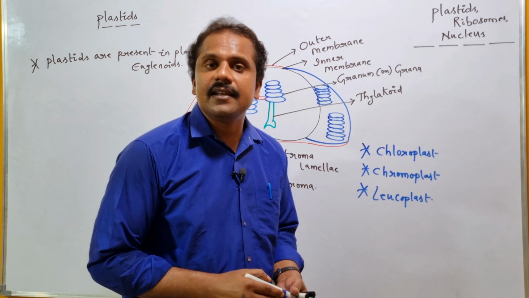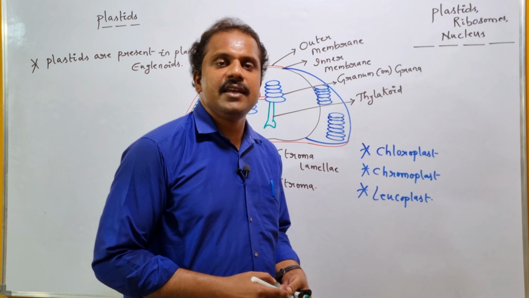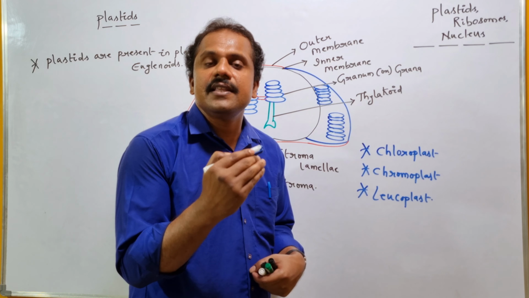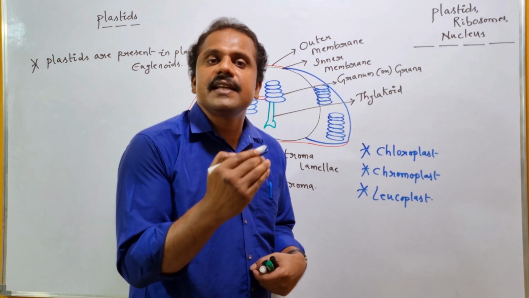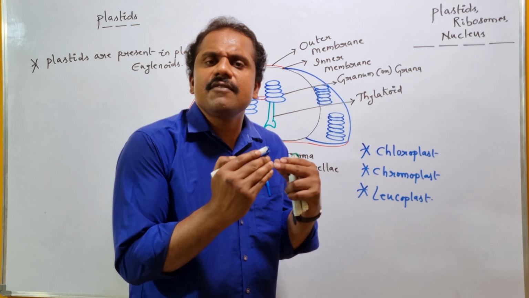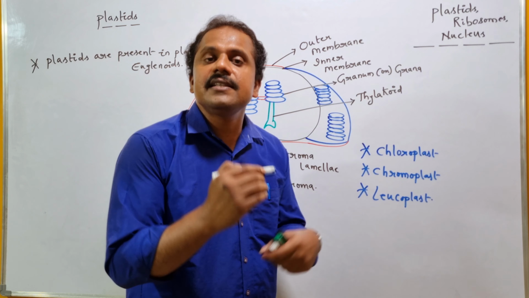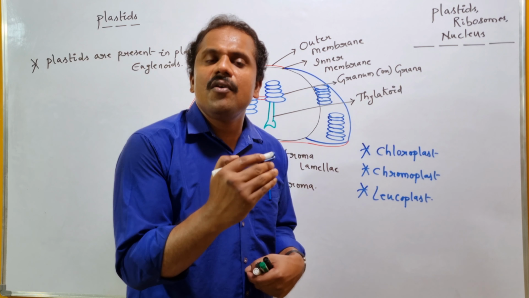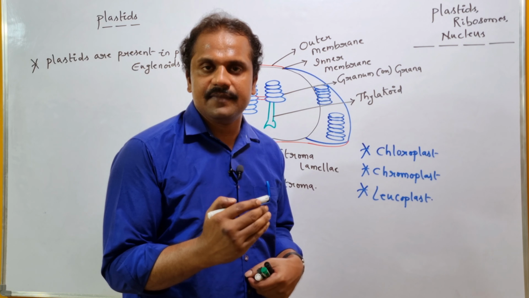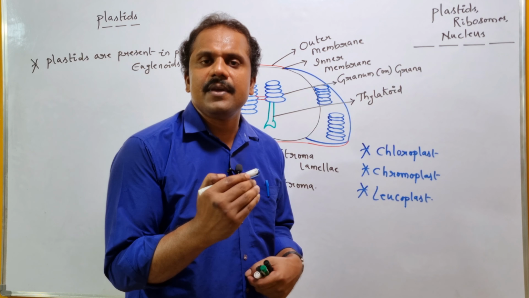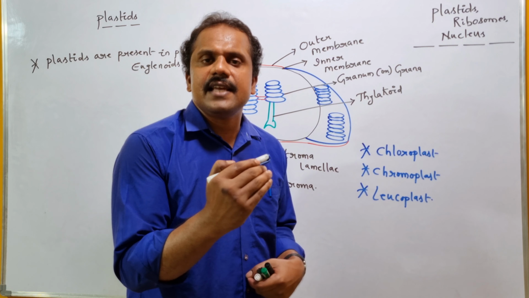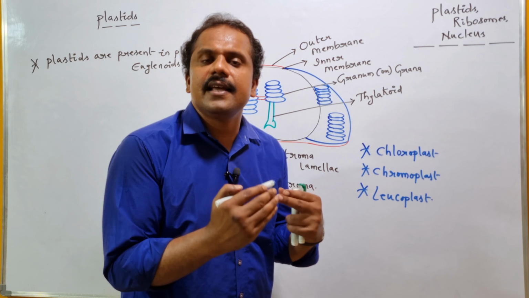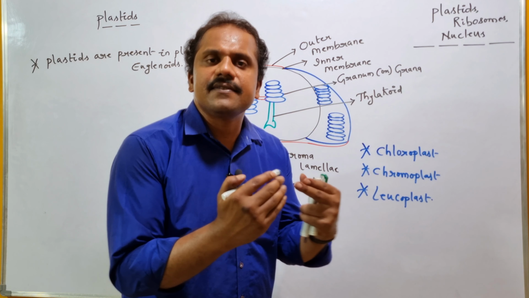And if we consider the chromoplast, as the name itself suggests, these are the plastids which are enriched with certain pigments like carotenoids as well as xanthophylls. Because of the presence of these pigments, they are responsible for imparting the yellow, orange and red color. Is it clear? Because of the presence of pigments like carotenoids and xanthophylls, they are capable of imparting colors like yellow, orange and red.